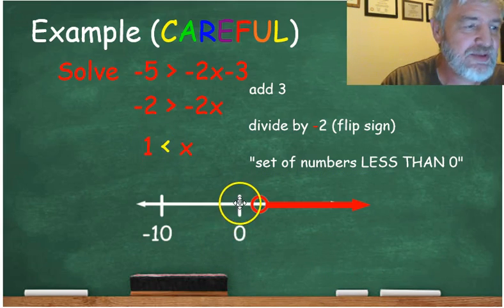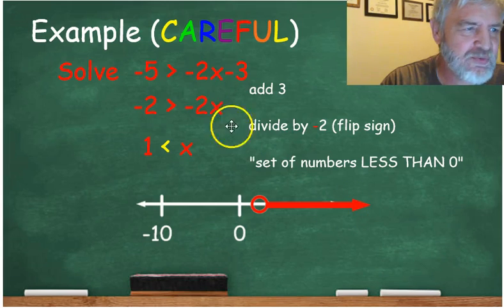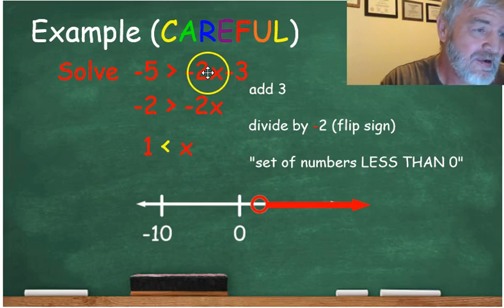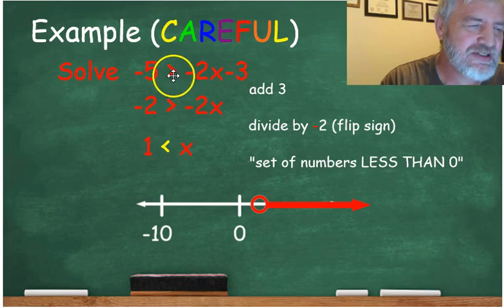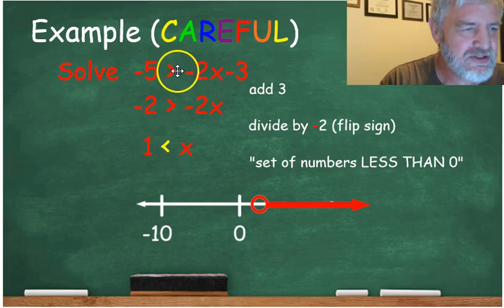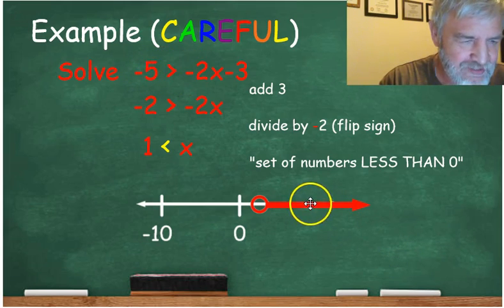And again, I should be able to test that. Anything bigger than 1 I should be able to put in here and it'll make it a true statement, like 10. -2 times 10 is -20, minus 3 more is -23. And sure enough, -5 is bigger than -23, so that number did work.